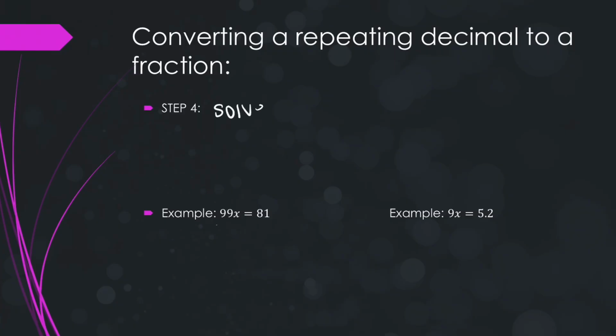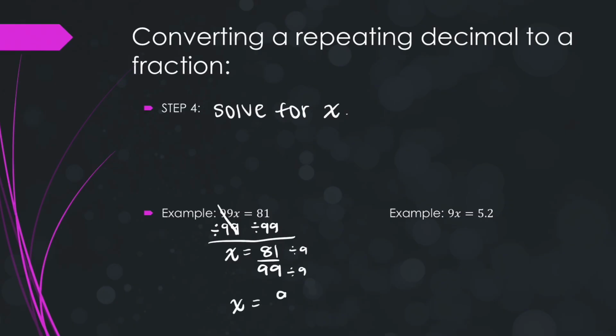Okay, step 4 is to solve for x. What that means is to get x by itself. So in the first example, I have 99x, so I'm going to divide both sides by 99. So now I have x equal to 81 over 99, and I can simplify that by dividing both the top and the bottom by 9. And so I have x equals 9/11ths, which I can check.